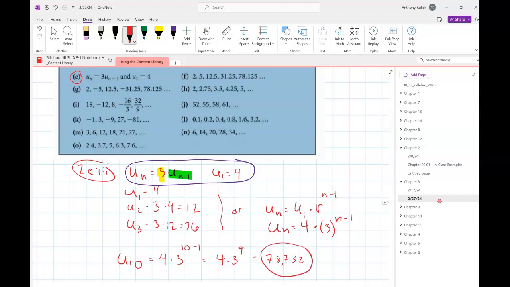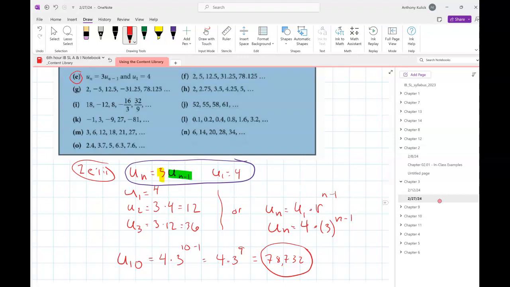I wasn't sure if it was geometric or... Oh, okay. Yeah, that's how I'm telling. It's just that each time I'm multiplying by 3. If the constant of change is a multiplication problem, it's geometric. If it's an addition problem, it's arithmetic. Cool.